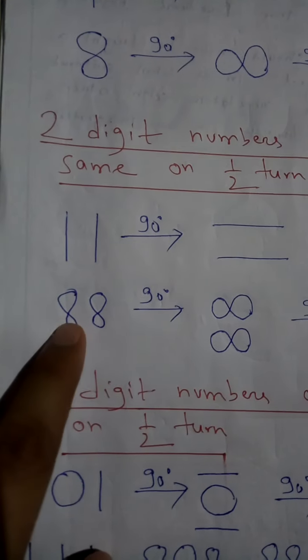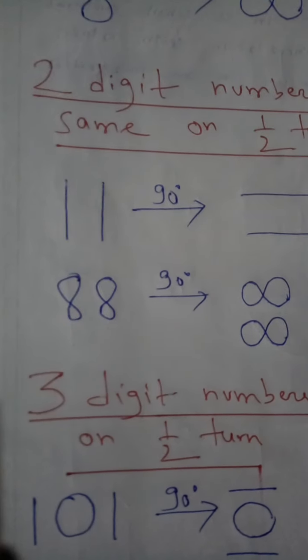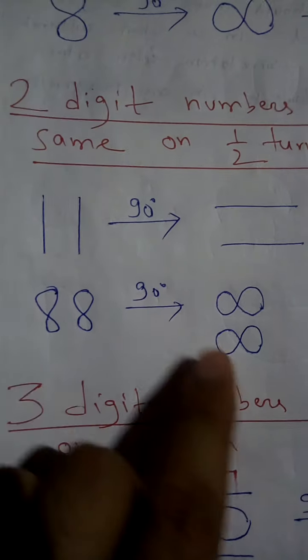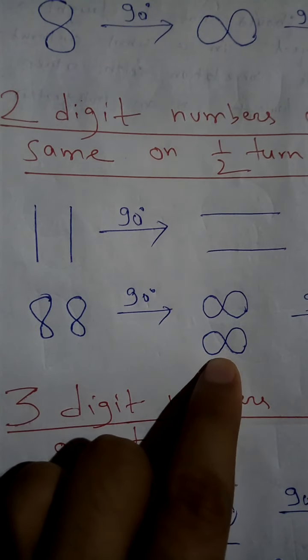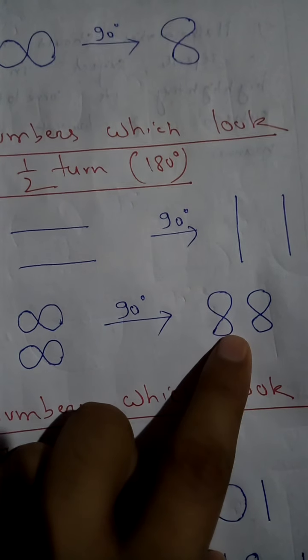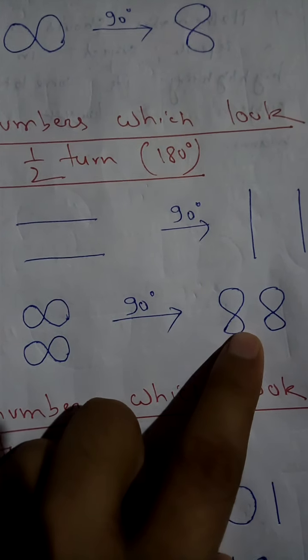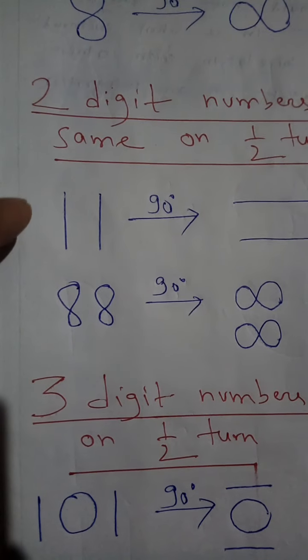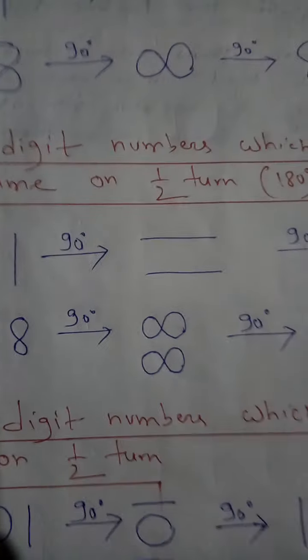And the second number is 88. 88, if you give a 90 degree turn, it looks like this, and again a 90 degree turn, it looks the same, 88. So 90 plus 90, 180 degree turn. So only 2 numbers are there, 11 and 88, which look the same.